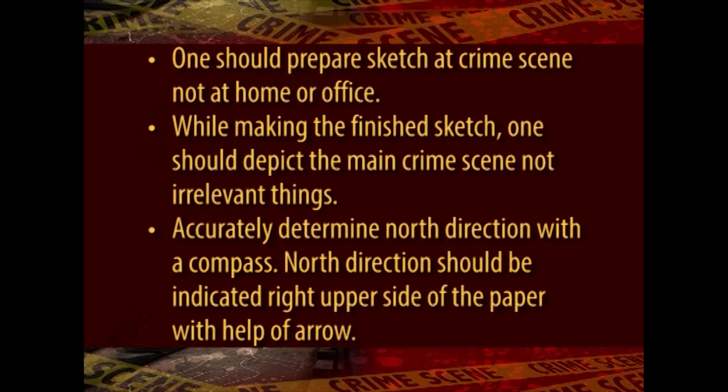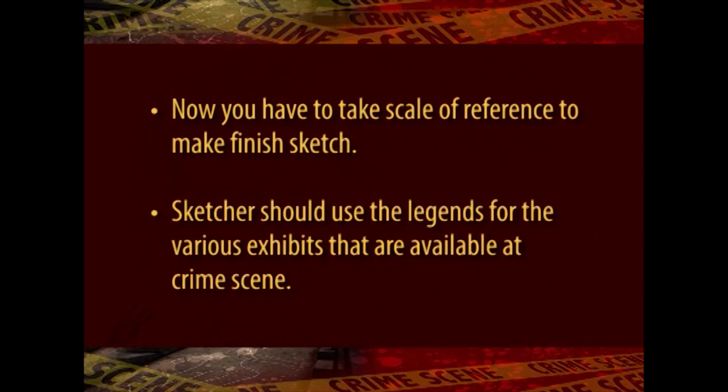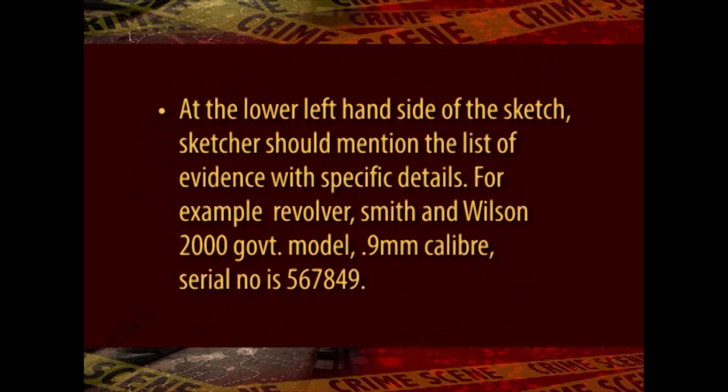Accurately determine north direction with a compass. North direction should be indicated at the right upper side of the paper with the help of an arrow. Now you have to take a scale of reference to make the finished sketch. A sketcher should use a legend for the various exhibits that are available at the crime scene. At the lower left hand side of the sketch, the sketcher should mention the list of evidence with specific details.